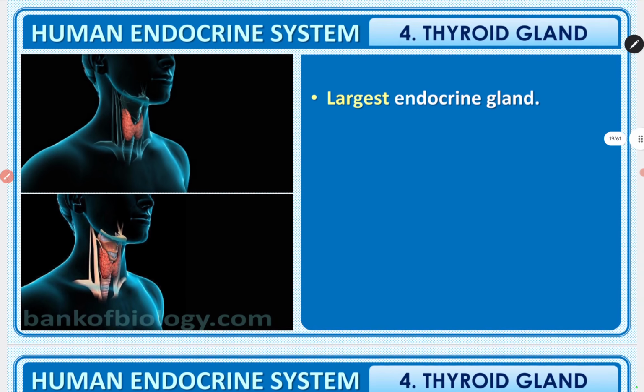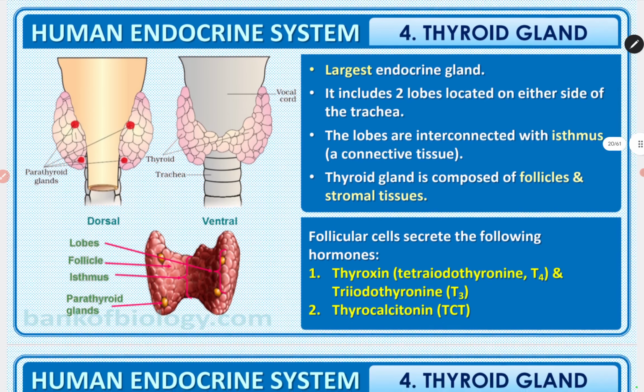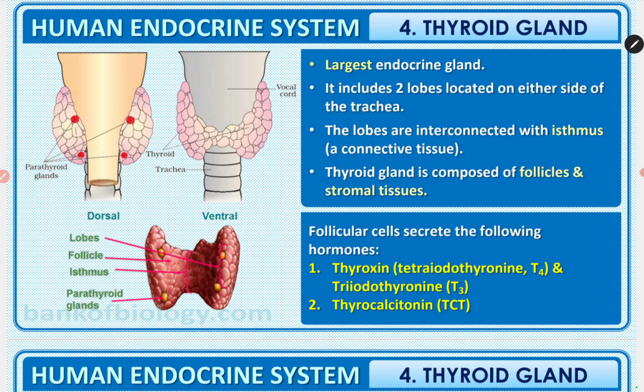Next is the thyroid gland. It is the largest endocrine gland of the body. It includes two lobes located on either side of the trachea. You can see in this diagram the thyroid gland, the trachea area, and two lobes, 1 and 2. The lobes are interconnected with the isthmus, a connective tissue. Here you can see the isthmus.